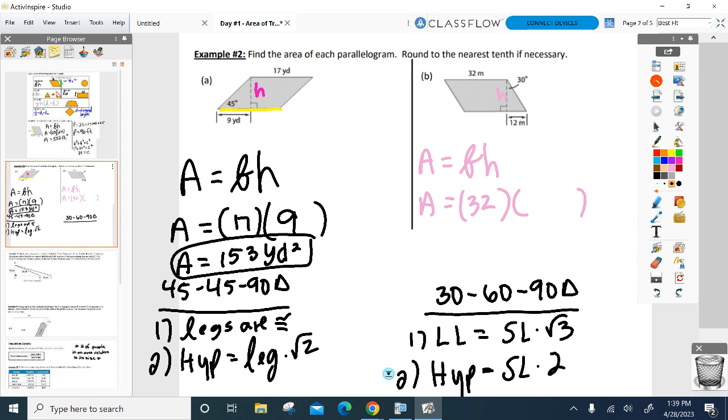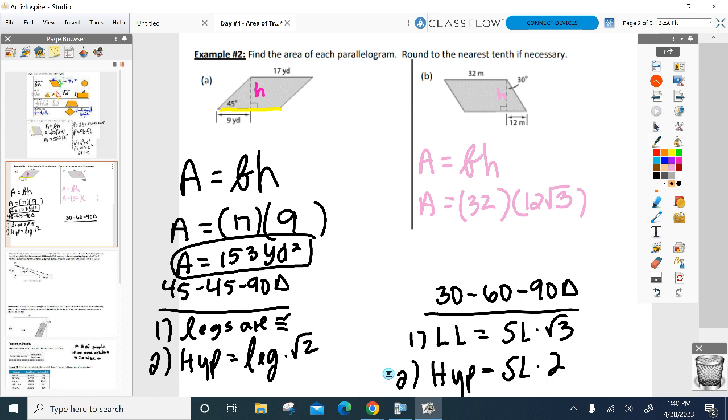What's the shorter leg? 12. Times? Put them together. No, just put them together. I don't need a decimal answer yet. Just 12 radical 3. That's all. Yep, that's all I was looking for.